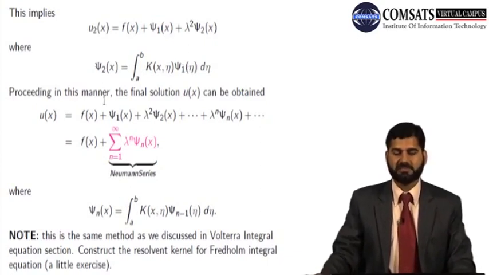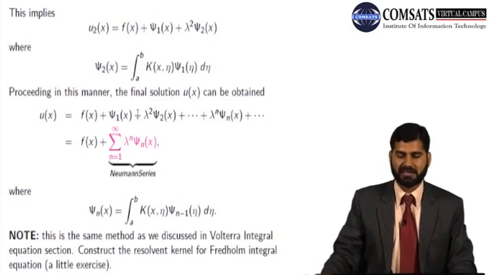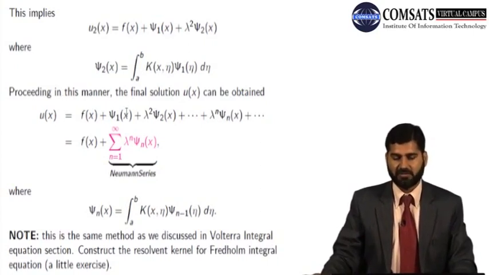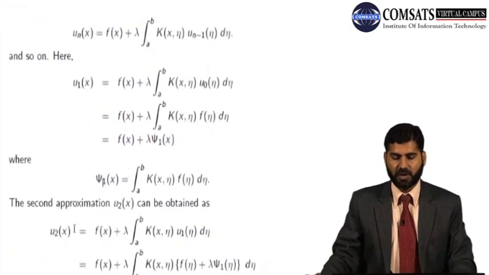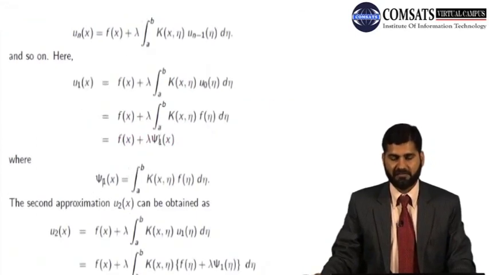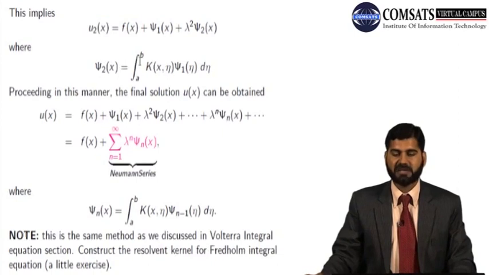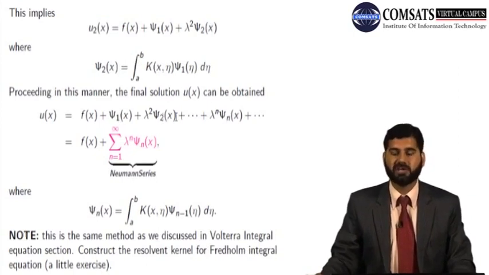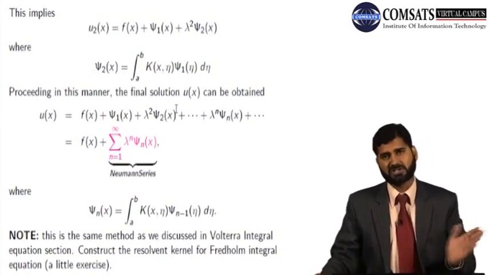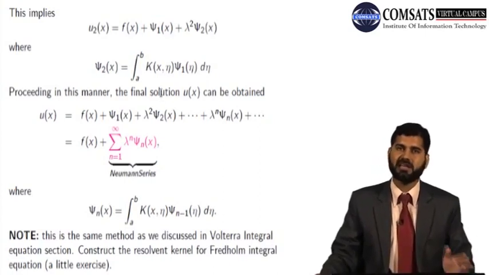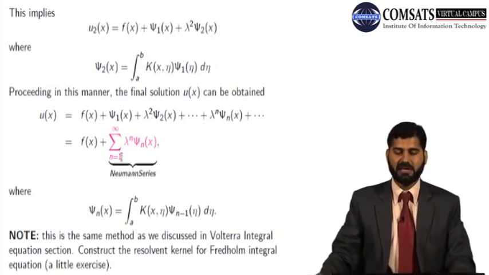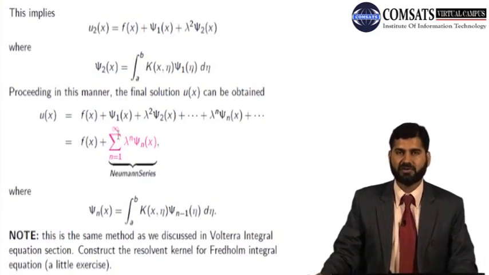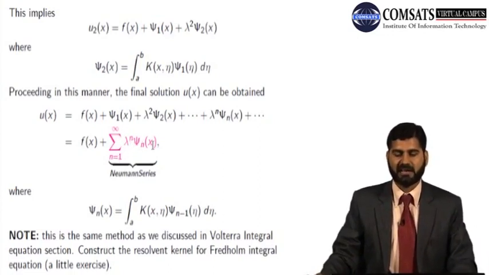Right? So proceeding in this manner, the final solution u of x can be obtained as this one, because the first one was u1 is f of x plus lambda psi1, u2 is f of x plus lambda psi1 plus lambda square psi2, and similarly u of x will be f of x plus lambda psi1 plus lambda square psi2 plus lambda cube psi3 plus lambda 4 psi4, and so on up to lambda n psi n, and so on. So your u of x will be f of x plus summation n goes from 1 to infinity, lambda n psi n of x.